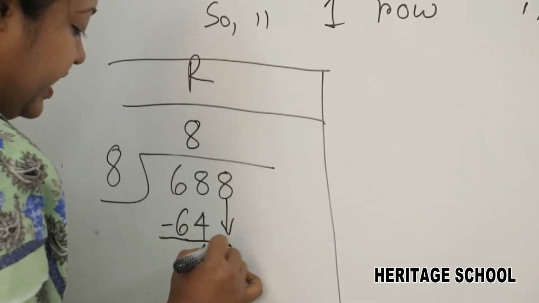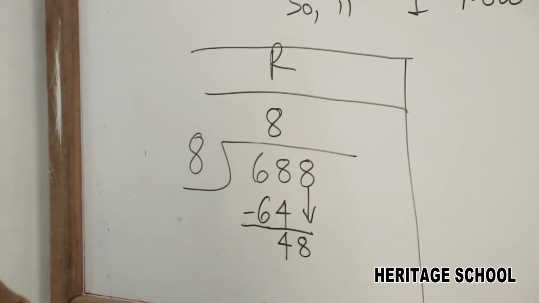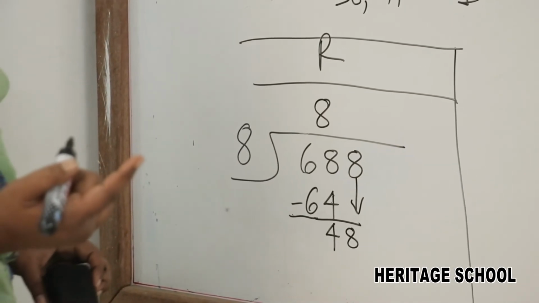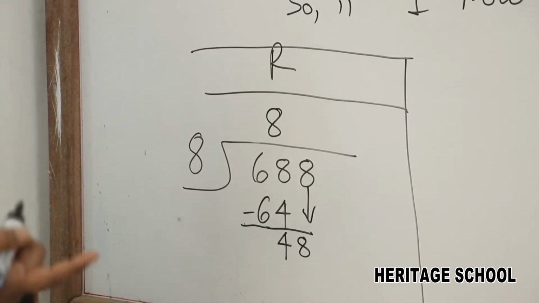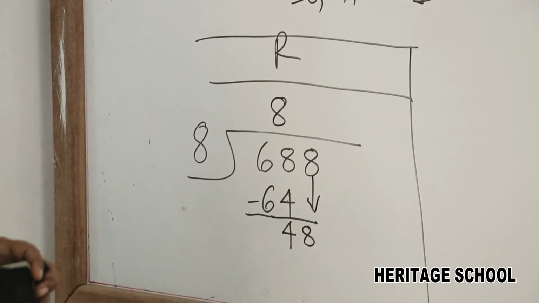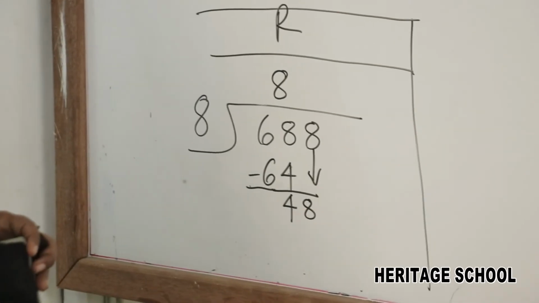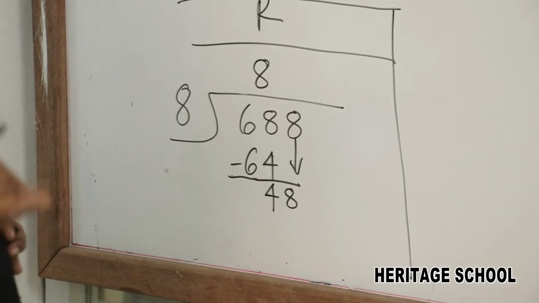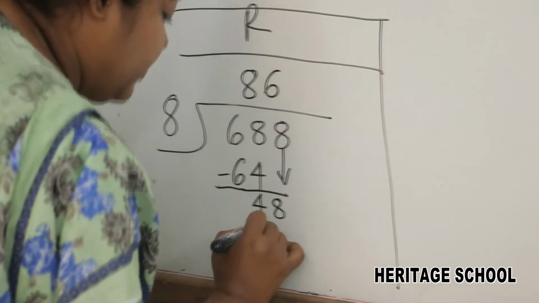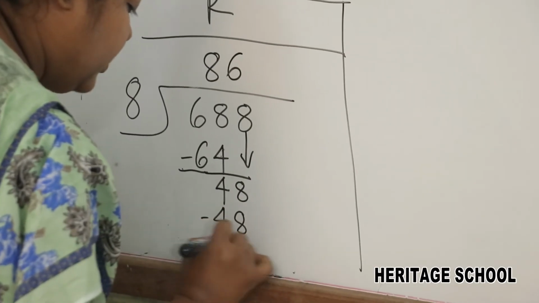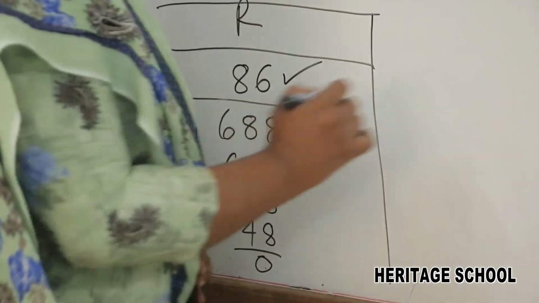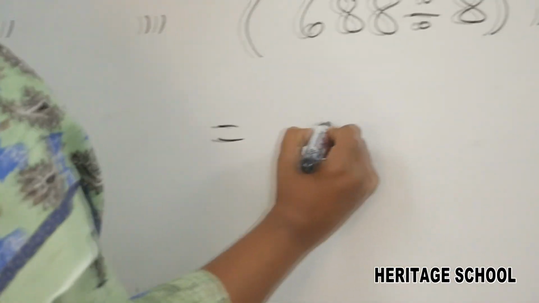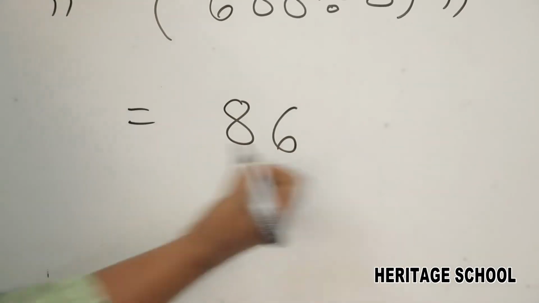Next digit is 8. 8 timetables. 8 2s are 16. 8 3s are 24. 8 4s are 32. 8 5s are 40. 8 6s are 48. So we get the number. 8 6s are 48. My remainder is 0. So our answer, the quotient, is 86.